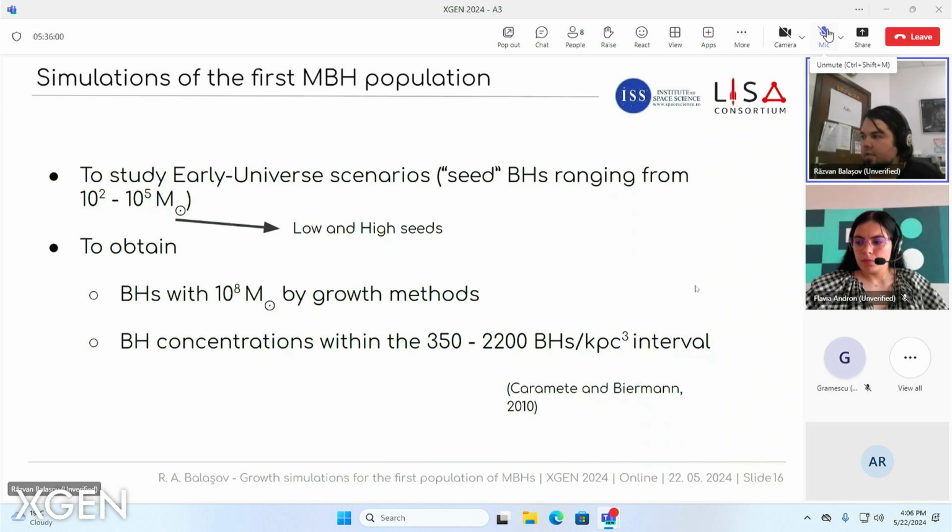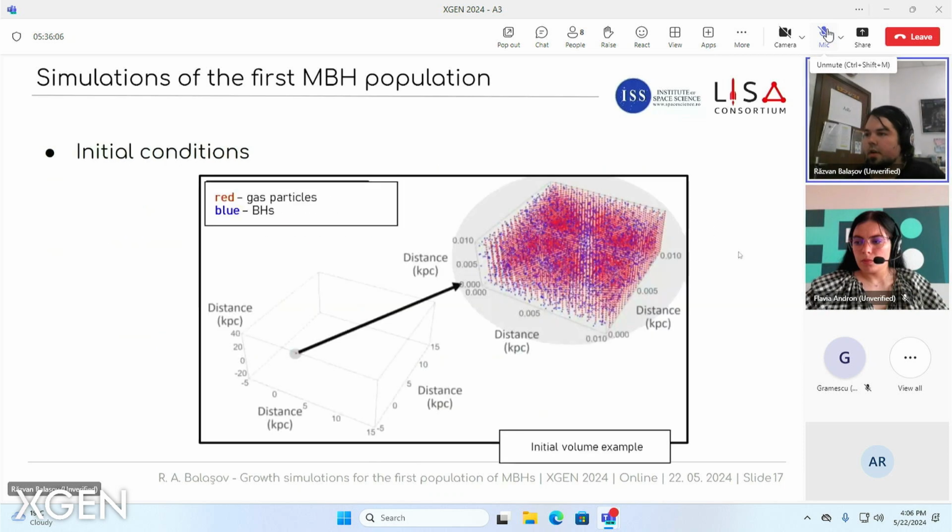So the mass function stays the same. I use it, and the results of the simulation will be compared to that. Now, when I start doing a simulation, I basically have an initial volume of black holes. You can see here the black holes with the blue dots, and the red particles are gas. This is gas for the black hole in order for the black hole to grow.